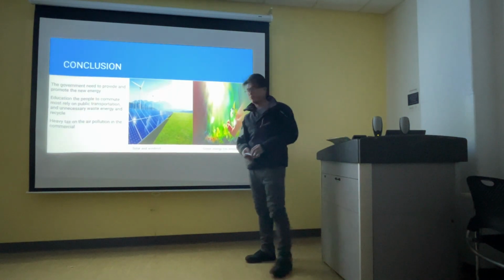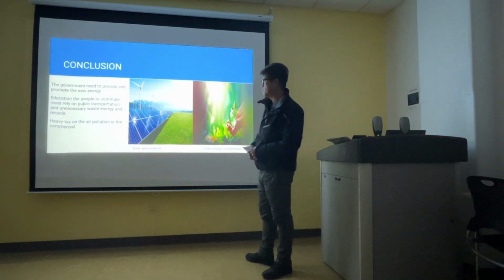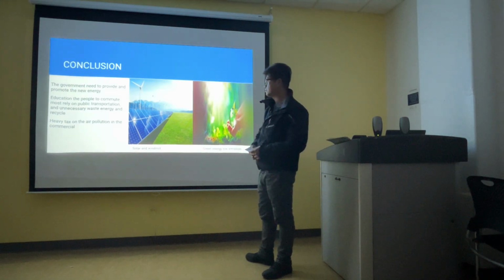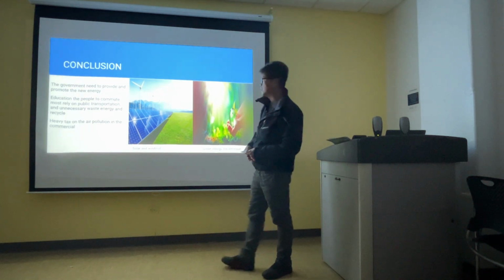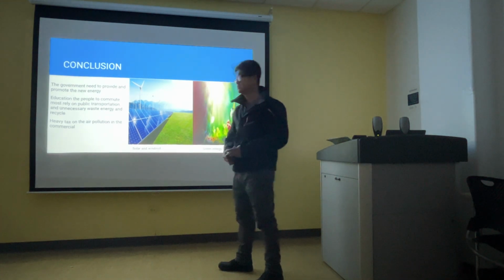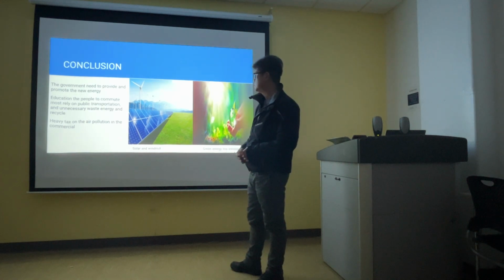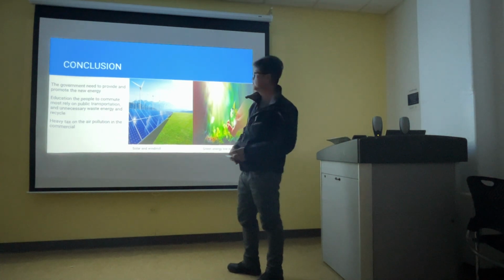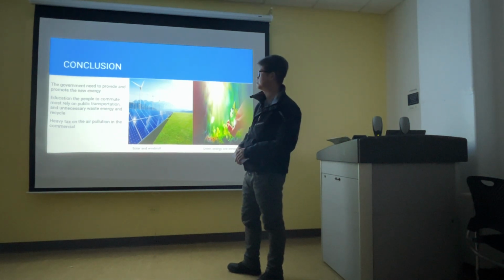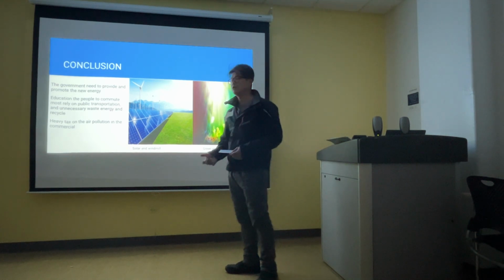As for what we can really do to improve climate control in southern China, my personal opinion is that the government needs to provide and promote new energy such as solar panels and electric vehicles, to minimize emissions into the air. Also, educating people is most important: to commute mostly by public transportation, avoid wasting energy, and recycle household items every day.